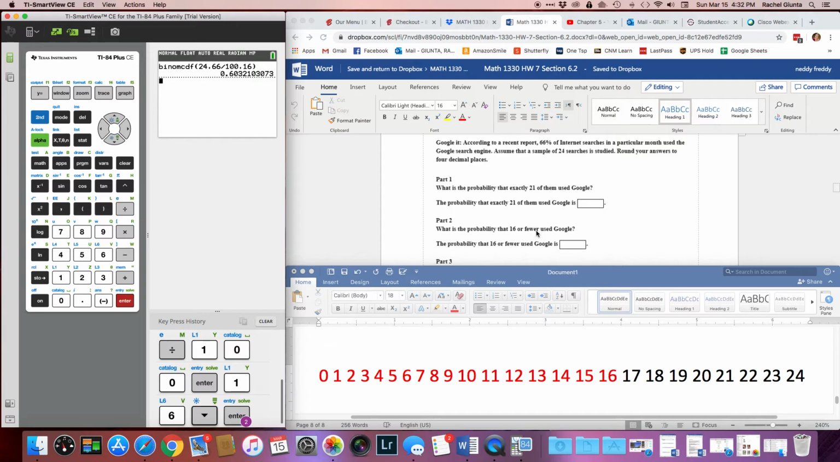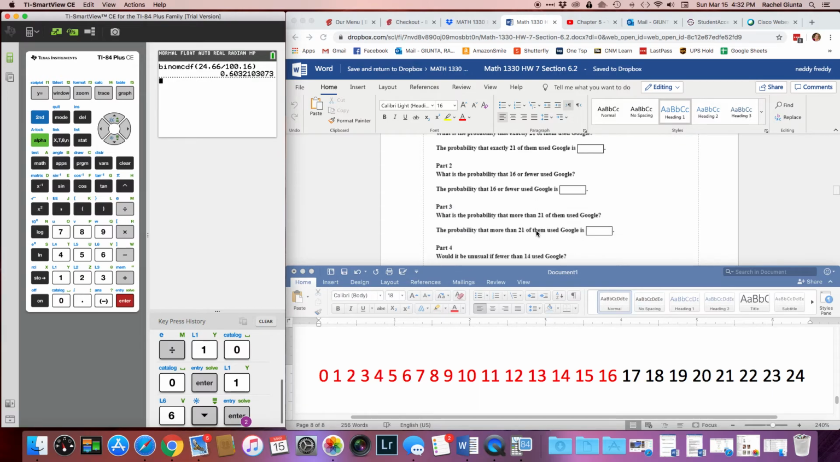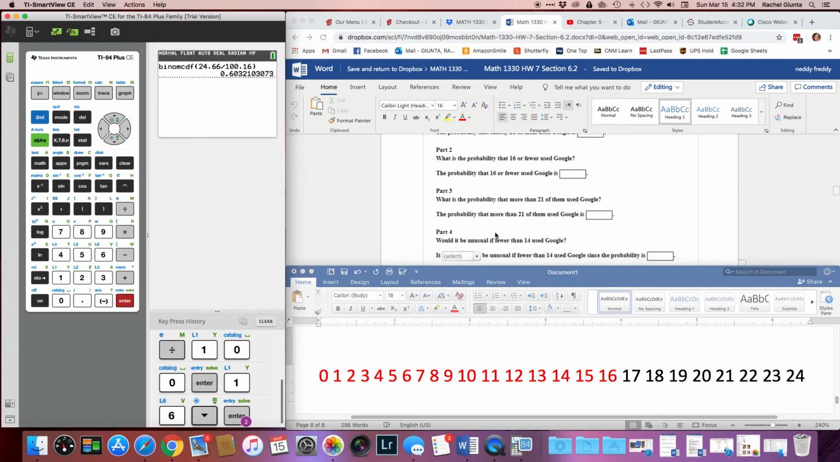So the next section I'm going to go on to is if the keyword, instead of being "16 or fewer," is "fewer than" some number, such as this one here. Would it be unusual if fewer than 14? And then I'll go over the other keywords in later videos.